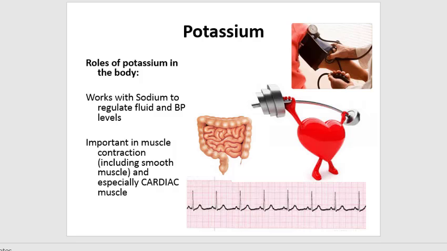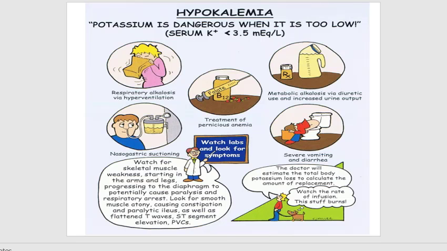One being the diaphragm, okay? So you have to be careful with that. Sometimes if you have somebody that has a low potassium, their breathing can become shallow because their diaphragm is not expanding like it should. Hypokalemia, low potassium. So what causes a low potassium?